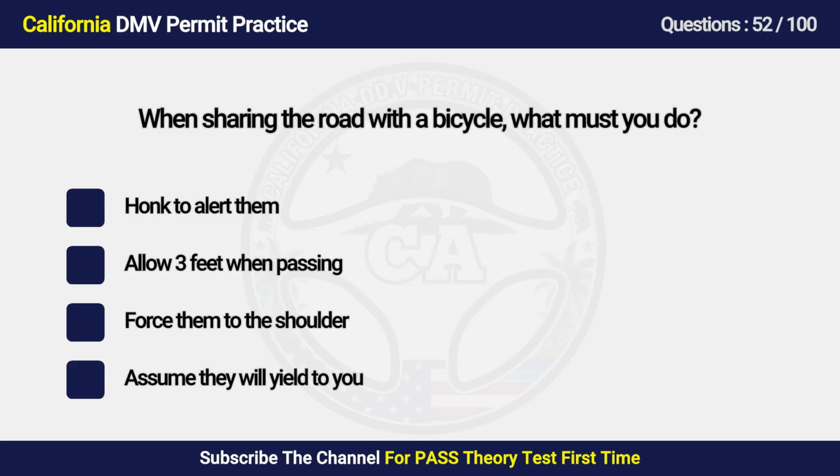Question 52. When sharing the road with a bicycle, what must you do? A. Honk to alert them. B. Allow 3 feet when passing. C. Force them to the shoulder. D. Assume they will yield to you.